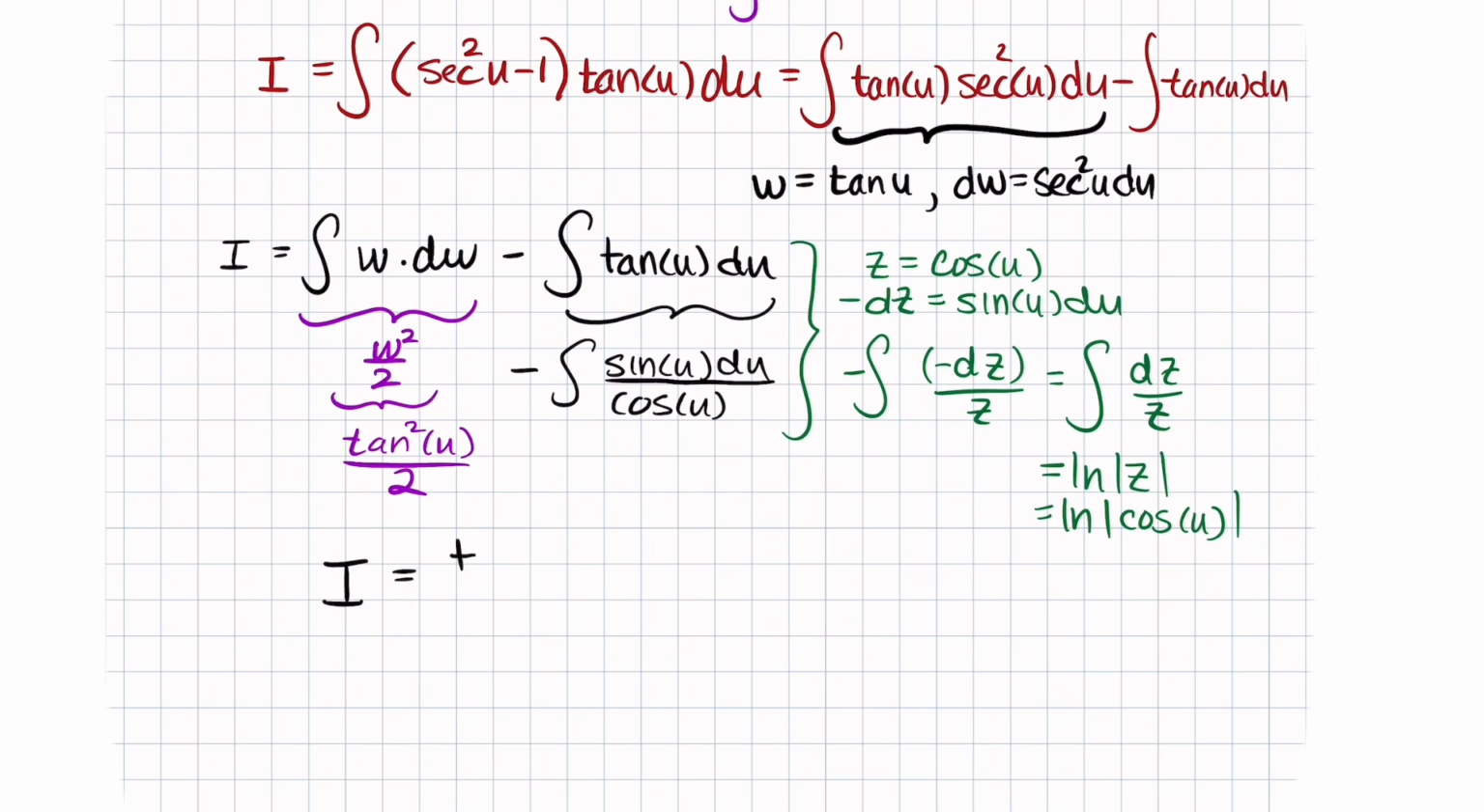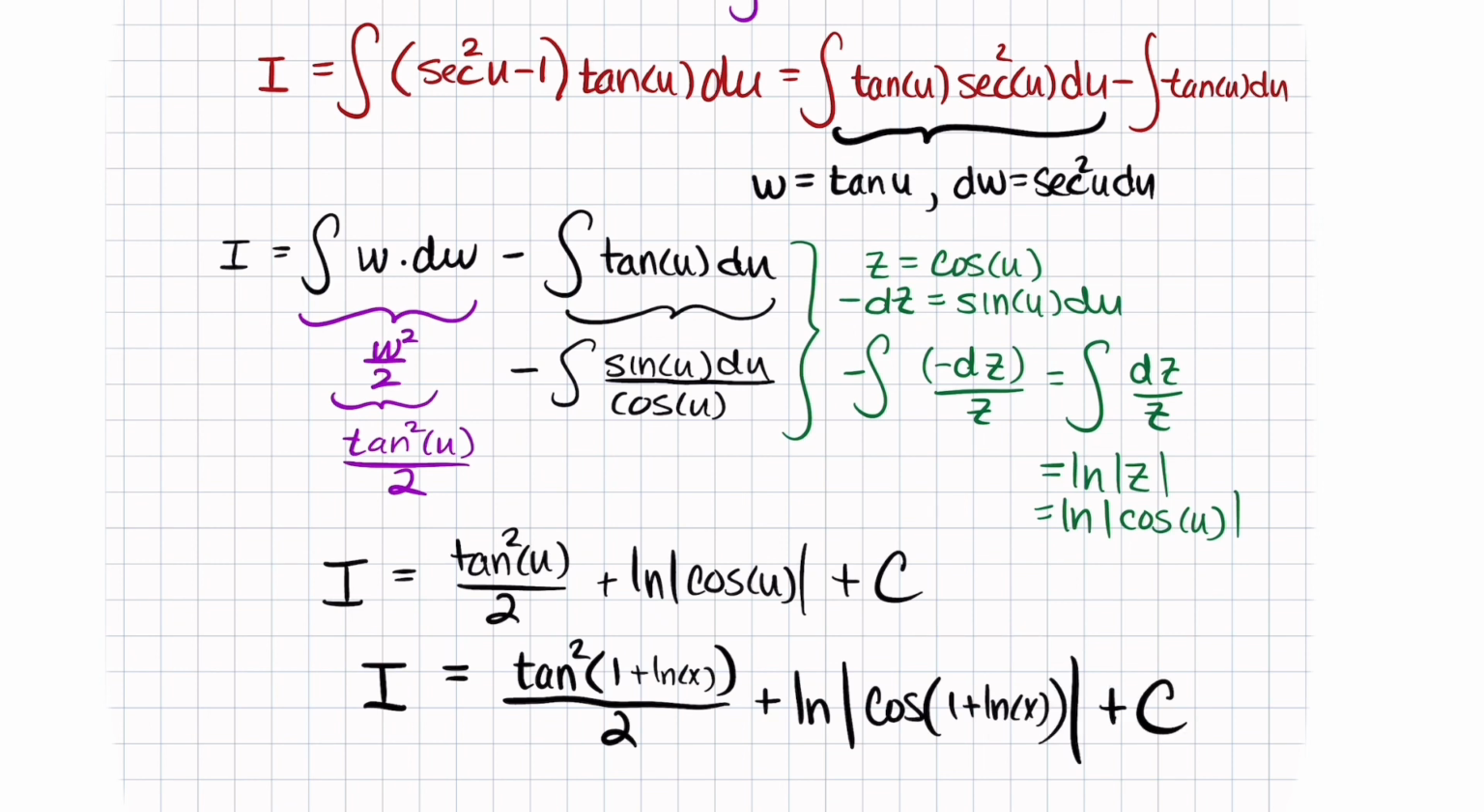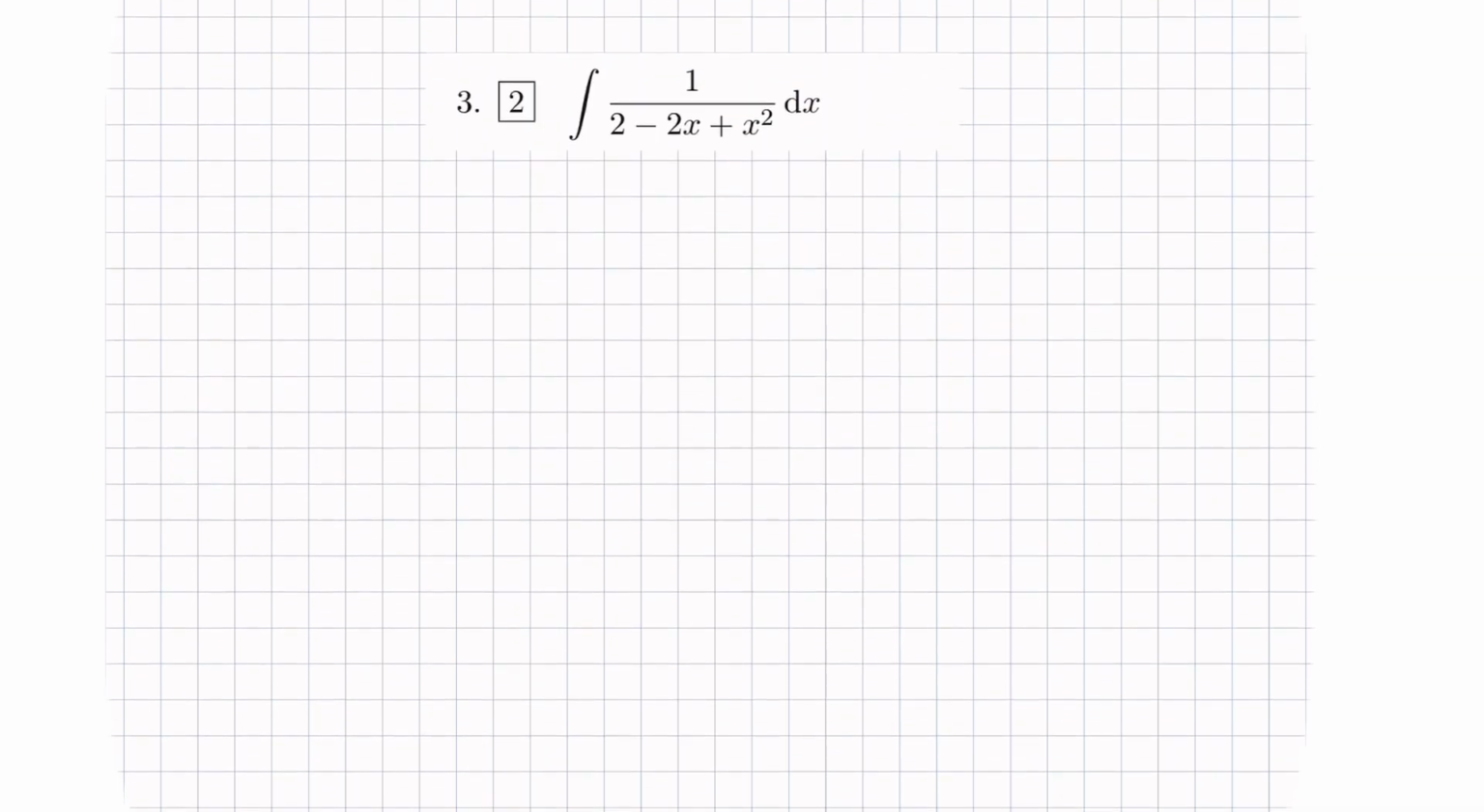All right, so now we can put our integral together. Tan squared of u over 2 plus the natural log of cosine u plus c. And back substituting the value for u as 1 plus natural log of x, we get our final answer here. I is equal to tan squared of 1 plus natural log x, over 2, plus the natural log of cosine of 1 plus natural log x, all plus c. All right. Leveling up. Question number 3.